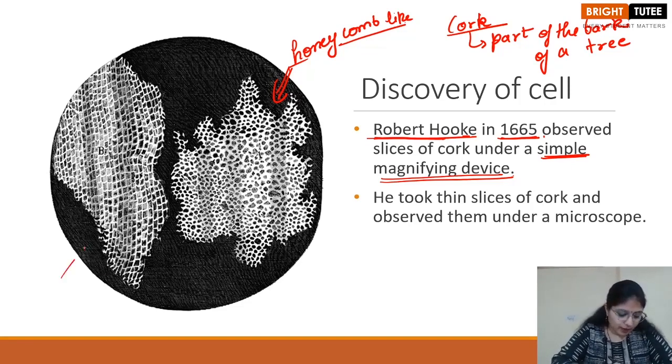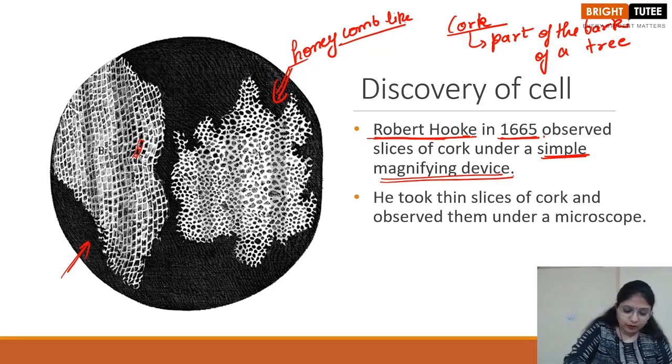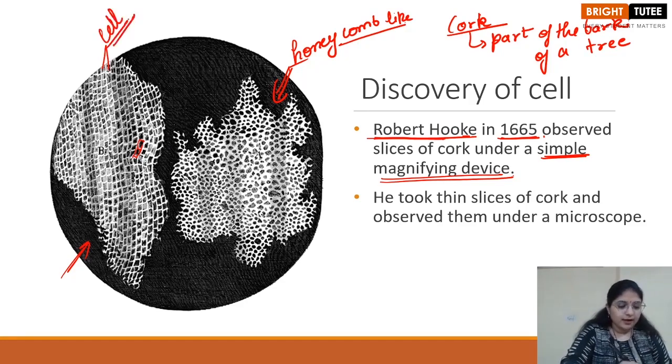So you can see how it looks similar with various partitions and compartments that are present. So when he observed this honeycomb-like structure, he also saw that this whole structure was made up of boxes, right? One box was separated from another by a certain wall or a partition, right? This he called the cell, right?